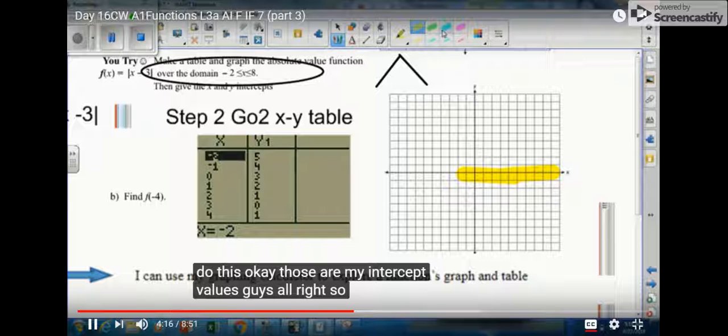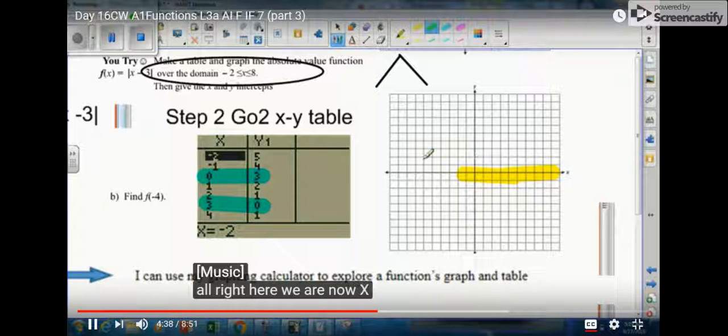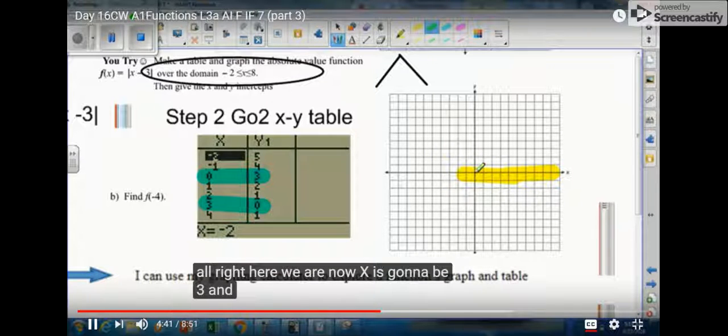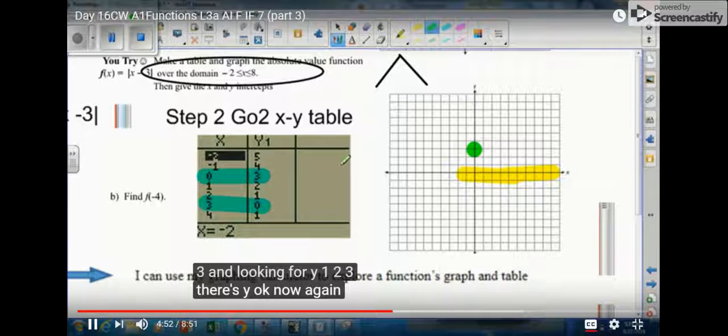So when X is 0, Y is 3. Let's plot that right now. X is 0, Y is 3: 1, 2, 3. All right, here we are. Now X is going to be 3. I'm looking for Y: 1, 2, 3. There's Y.